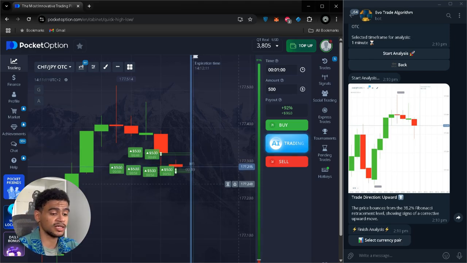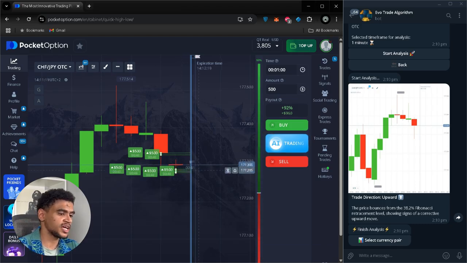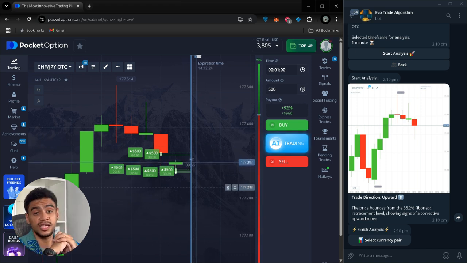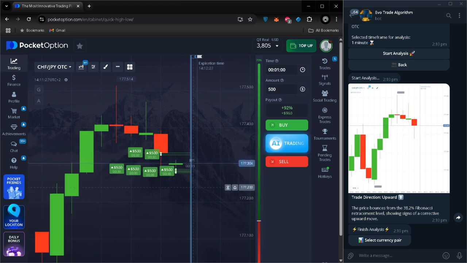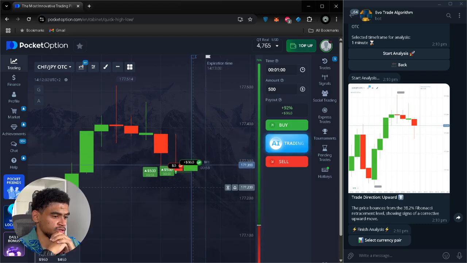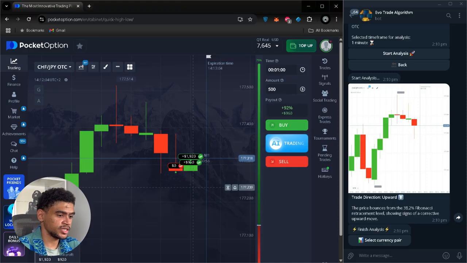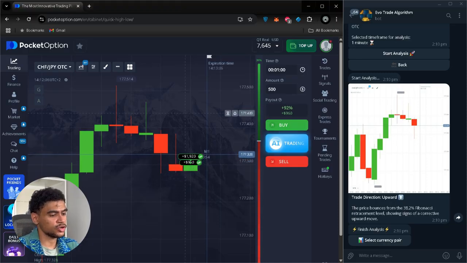And once again, this is a $3,000 trade, so let's observe this and let's see if we're able to secure a win. But the analysis once again came in, the price bounces from the 38.2 Fibonacci retracement level, showing signs of a corrective upward move. So we're looking for a green candle here in the upwards direction, and let's wait for it and see if it happens in 30 seconds. Ooh, this is close, but we get some money. We return and we make $1,000 on top of that.